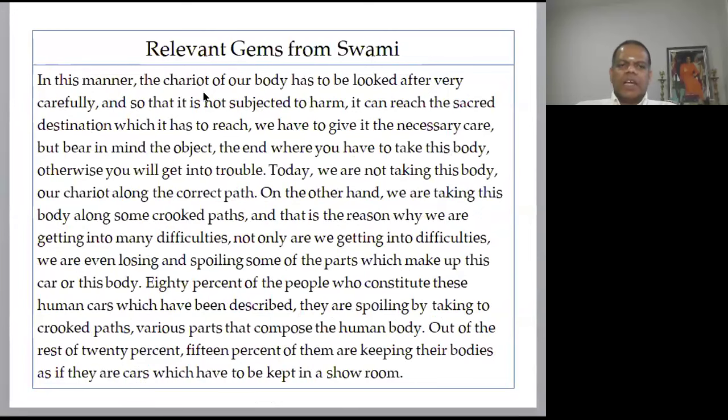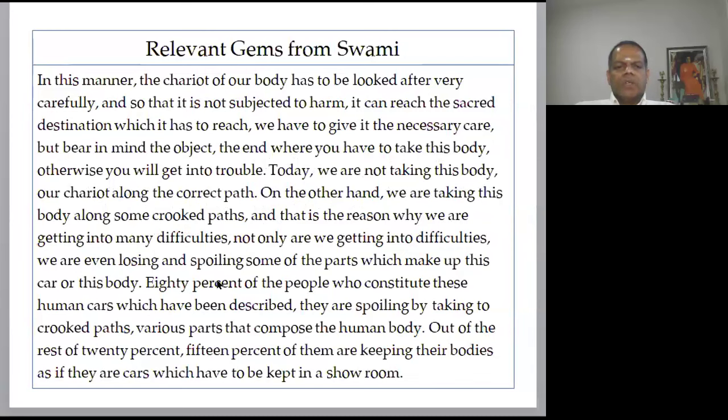In this manner, the chariot of our body has to be looked after very carefully so that it is not subjected to harm. It can reach the sacred destination which it has to reach. We have to give it the necessary care, but bear in mind the object, the end where you have to take this body, otherwise you will get into trouble. Today, we are not taking this body, our chariot, along the correct path. On the other hand, we are taking this body along some crooked paths. And that is the reason why we are getting into many difficulties.